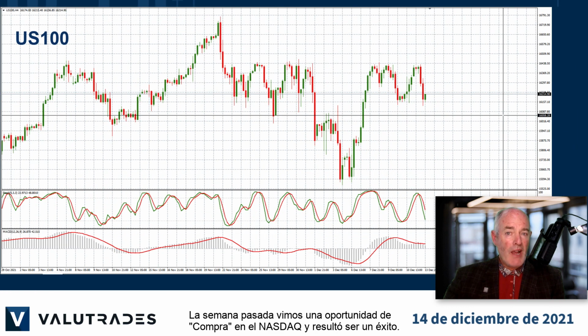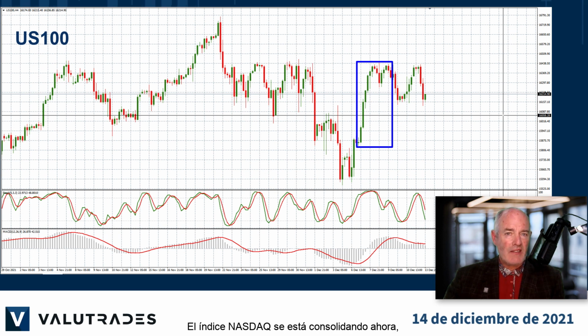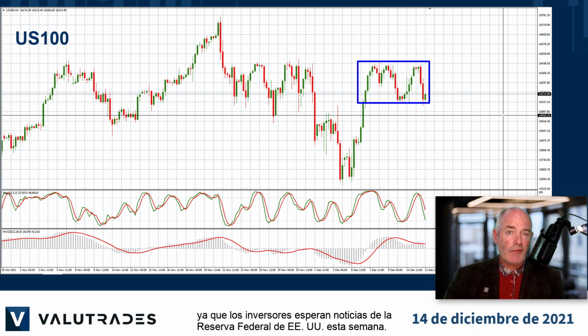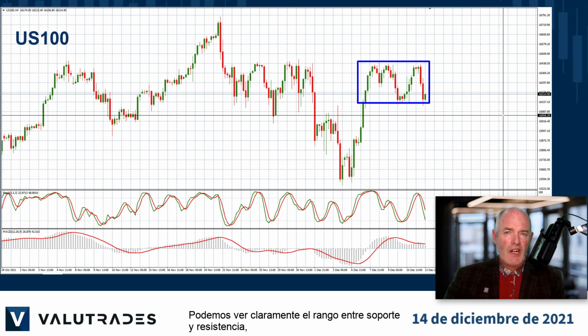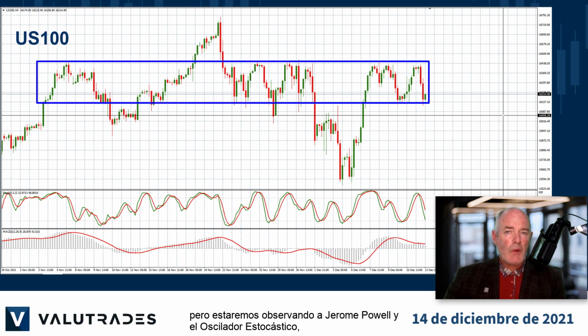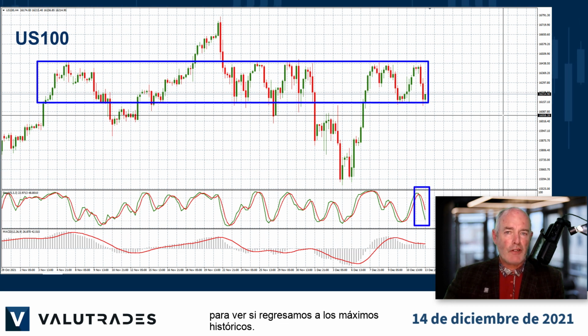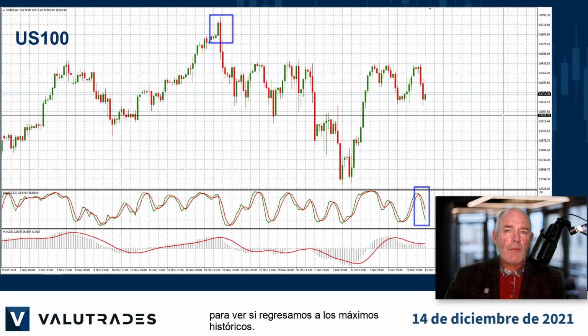Last week we spotted a buy opportunity on the NASDAQ and it proved successful. The NASDAQ index is now consolidating as investors are waiting for news from the US Federal Reserve this week. We can clearly see the range between support and resistance, but we will be watching Jerome Powell and the stochastic oscillator to see if we have a return to all-time highs.